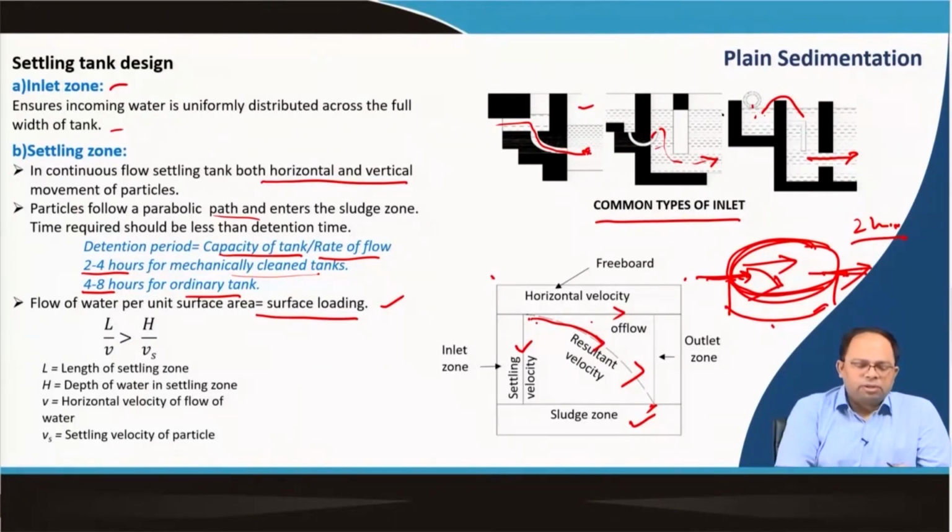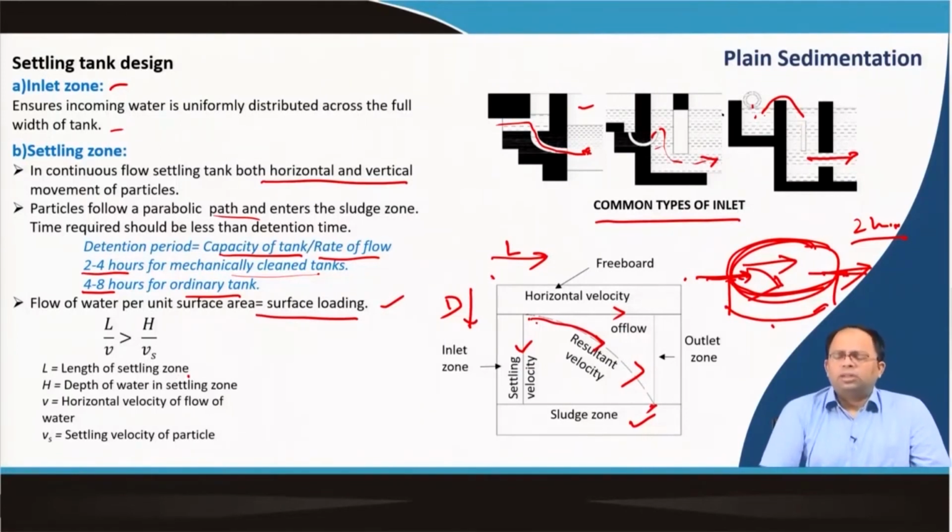So, surface loading is also important, and for that we can also follow this relationship where L/v should be greater than or equal to H/Vs. What is L? L is the length of the settling zone, H is the depth of water in the settling zone, v is the horizontal velocity of flow of water and Vs is the settling velocity of particles. So, L/v should be greater than H/Vs. We should ensure that.